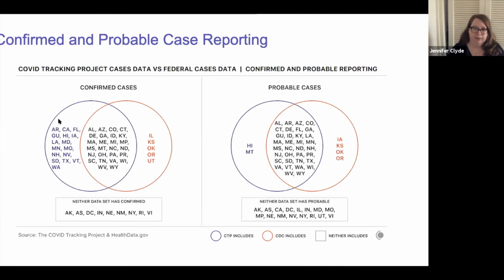If you go a little bit deeper and look at the confirmed and probable case reporting, 34 states and territories report the same combination of total, confirmed, and probable cases in both the state and federal data. So it's a pretty sizable amount that are reporting exactly the same.